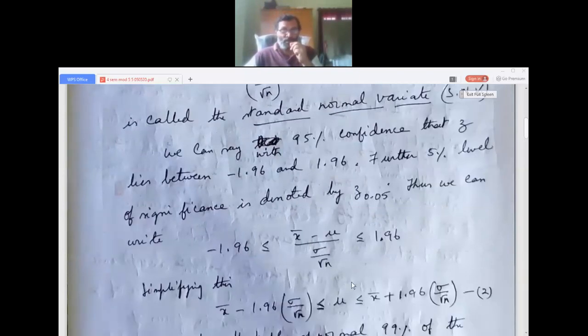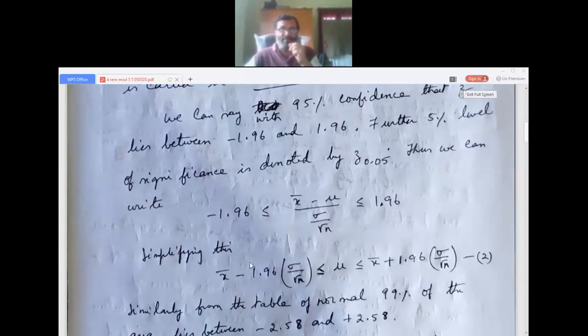Now, if we simplify this, what do we get? It is just multiplying and then keeping only mu on one side, so the derivation is not needed for you. Simplifying, we get x bar minus 1.96 sigma by root n is less than or equal to mu, which is less than or equal to x bar plus 1.96 sigma by root n.